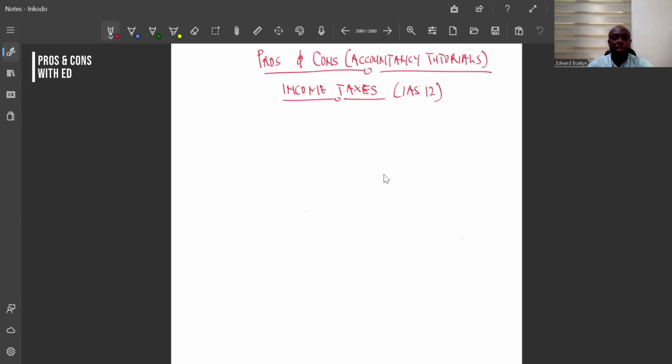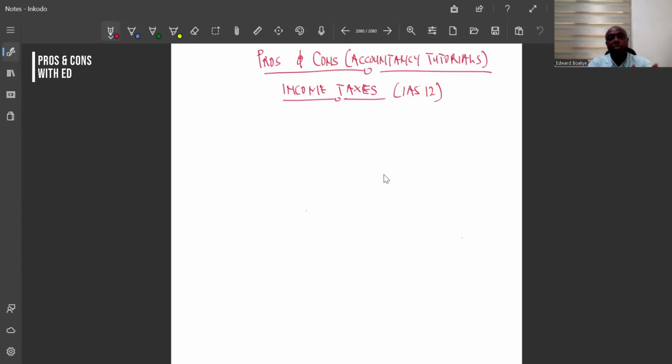Now, if we say income tax, what do we actually mean by income tax? Income tax can be said to be an amount levied on an individual's income or a company's or entity's profit. So surely income tax is an amount which is levied on an income that an individual earns or profit that companies or entities earn.